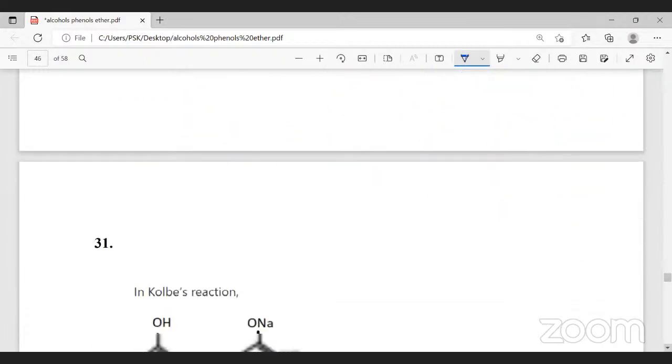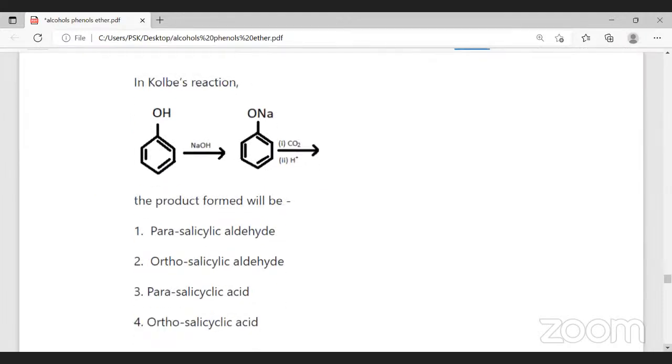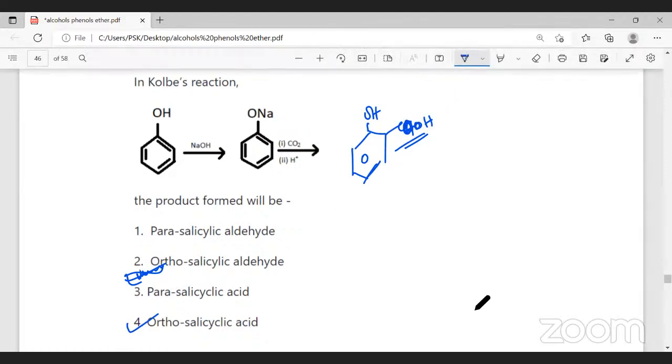The next question. In Kolbe's reaction, I taught you, the product formed will be: phenol with sodium hydroxide, you get sodium phenate, passing carbon dioxide first and then acidifying. So the product formed is salicylic acid, not salicylaldehyde. Kolbe's reaction always gives salicylic acid. So this is not the second, right, third option, not the third, the fourth option, orthosalicylic acid. So this is called Kolbe's reaction.